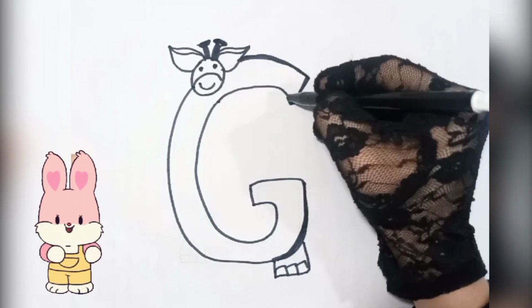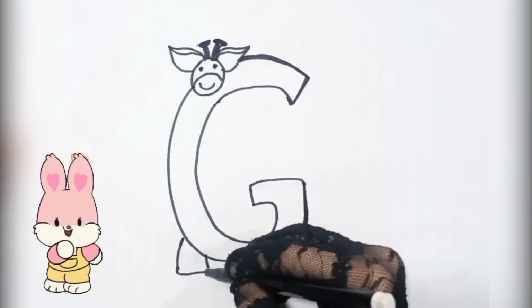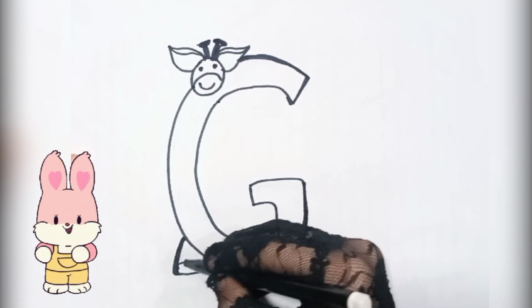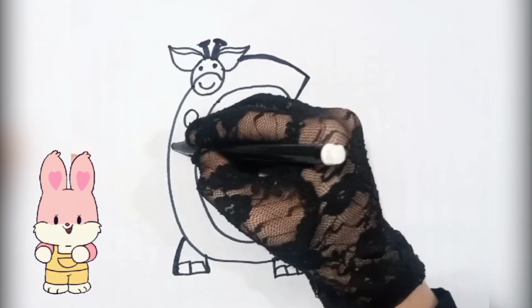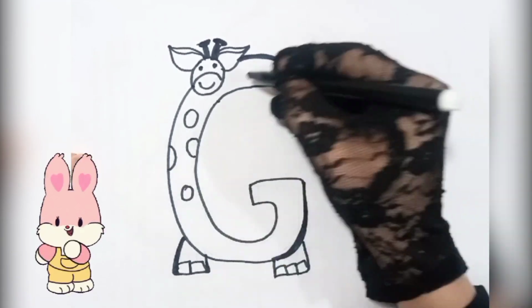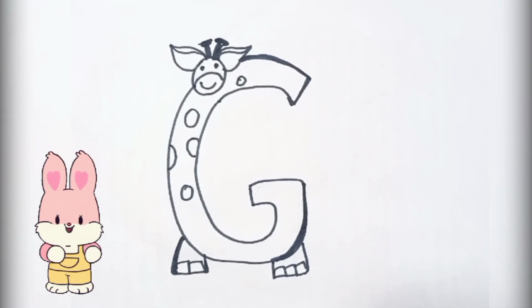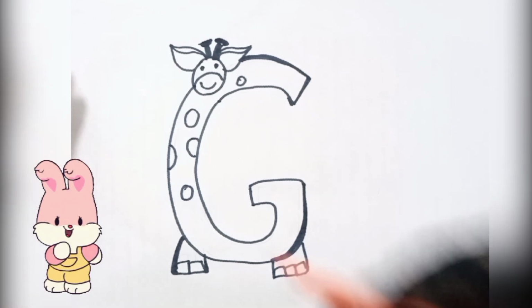G for graphy. This is graphy alphabet G. How to draw graphy with alphabet G? This is a cute, beautiful cartoon alphabet G. G for graphy. Very easy to draw a cartoon alphabet.